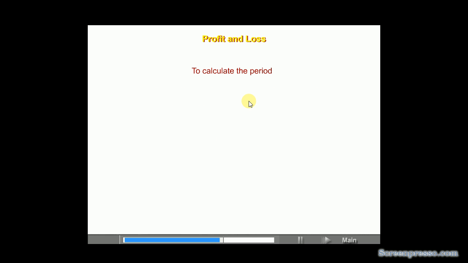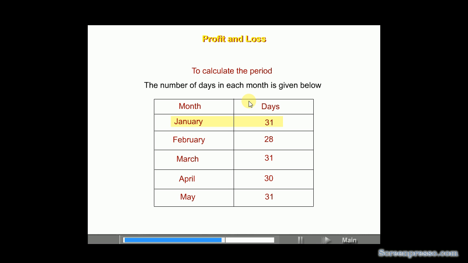To calculate the period, the number of days in each month is given below. January month has 31 days. February month has 28 days. March month has 31 days. April month has 30 days. May month has 31 days. June month has 30 days.